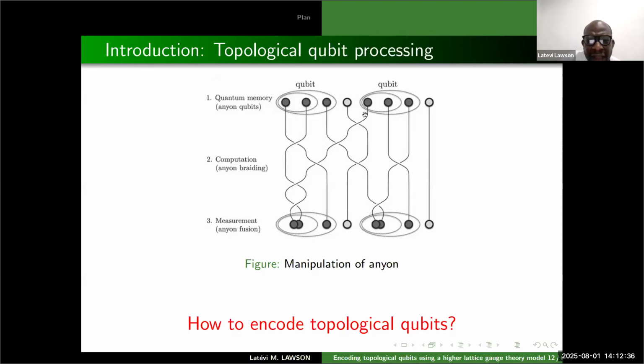I have here how to create the memory, or where the information is stored, and later we process it by braiding. At the end, we have the fusion. So in this type of work, we have three types of researchers: those focusing on creating the memory to store the information, those focusing on the braiding, and others focusing on the fusion.